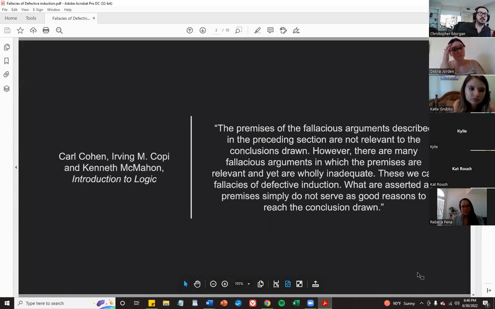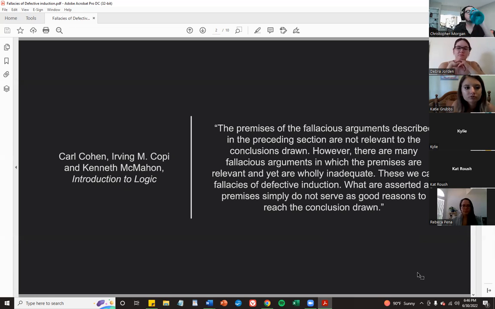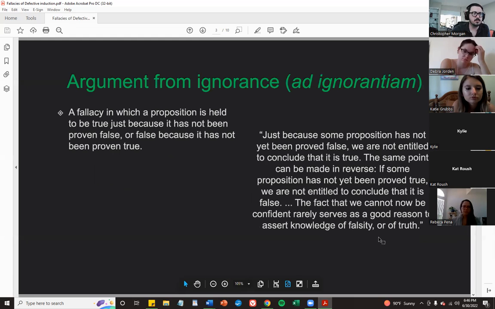The premises of the fallacious arguments described in the preceding section, and by preceding here they mean literally the notes we just looked at, because I keep cribbing content from this logic textbook, are not relevant to the conclusions drawn. However, there are many fallacious arguments in which the premises are relevant and yet are wholly inadequate. These are what we call fallacies of defective induction. What are asserted as premises simply do not serve as good reasons to reach the conclusion drawn.